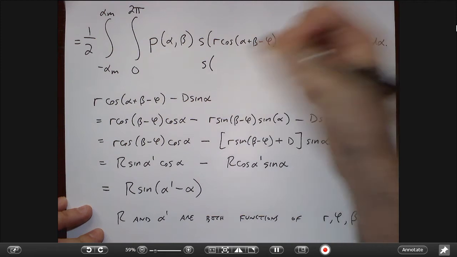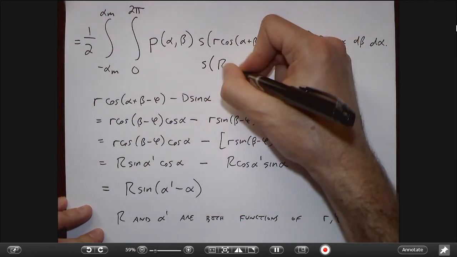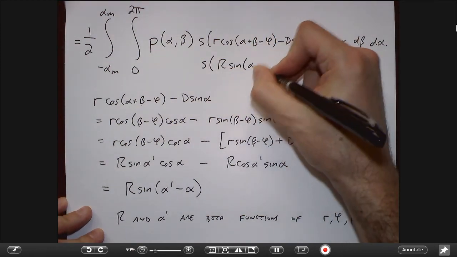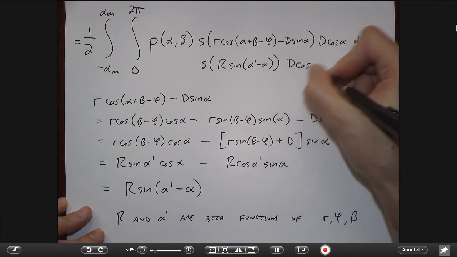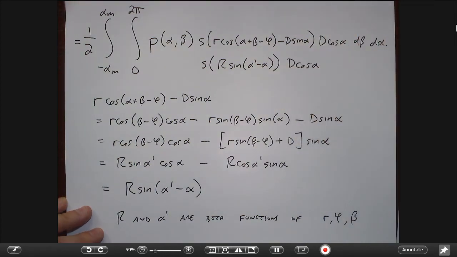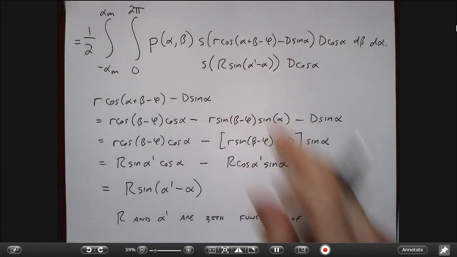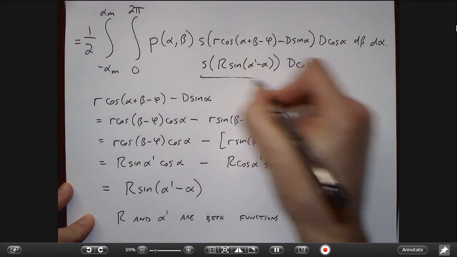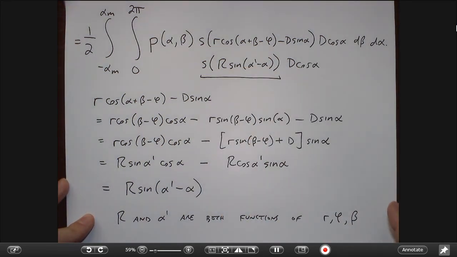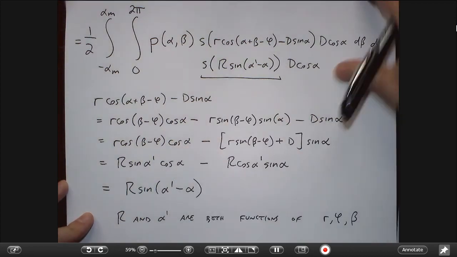Okay, so now I can make my life nominally easier by saying that this thing will become S of capital R sine alpha prime minus alpha. And then I still have this d cosine alpha floating around here. Okay, so I've made my life a little bit easier with this. One more simplification. So now I have this thing inside the integral.